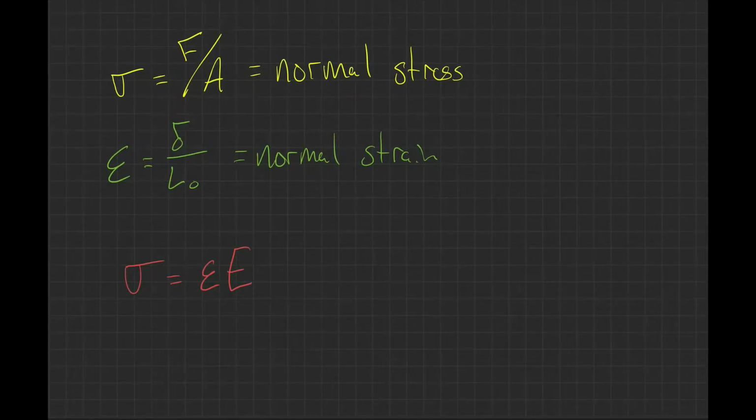Okay, and then if we do some substitution and move some stuff along, we can find that the deformation of a material, or delta, is equal to the force times the length divided by the area multiplied by the modulus of elasticity. Okay, so those are just some of the main equations that we need to know in order to solve some stress and strain problems.